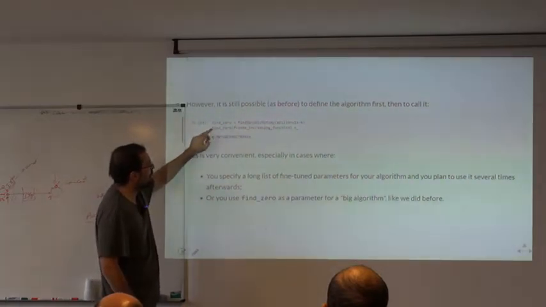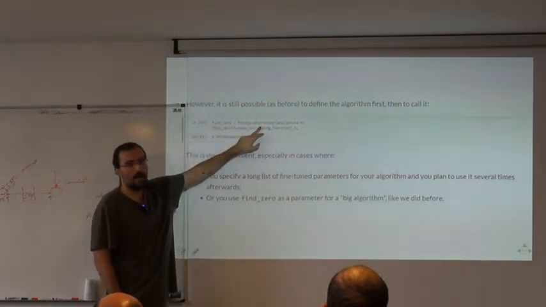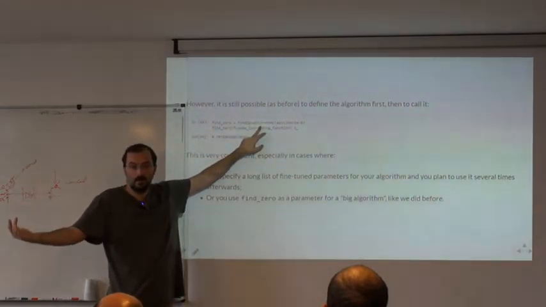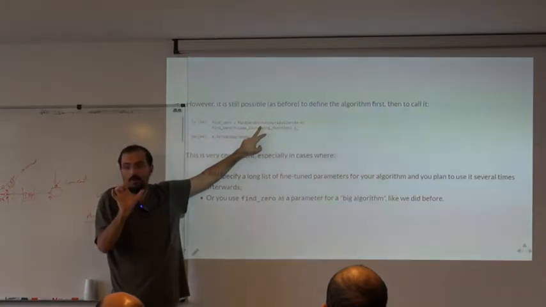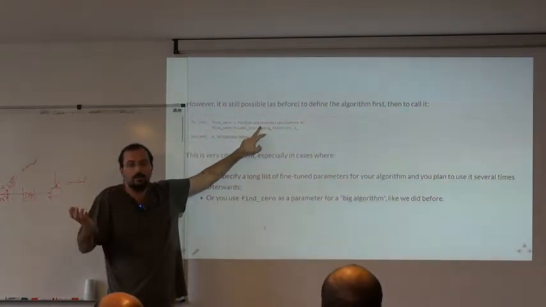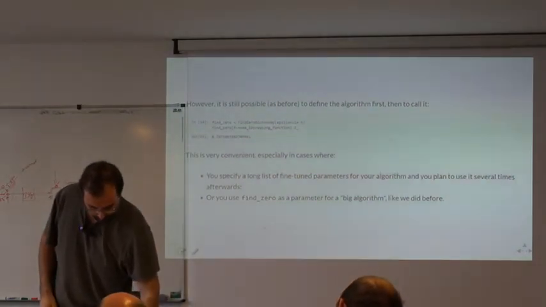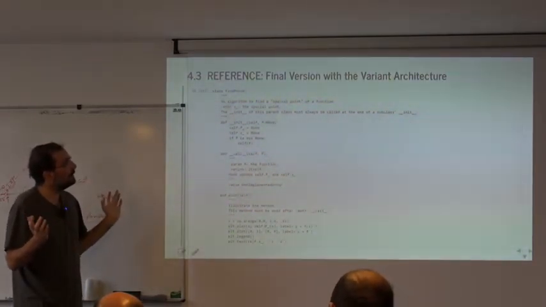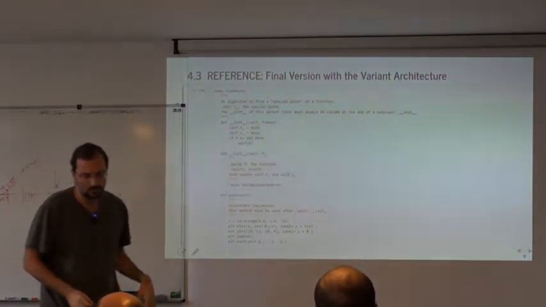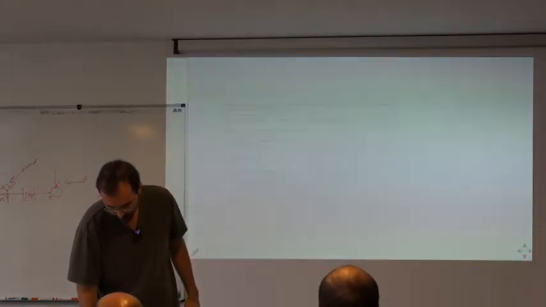And the second reason is also when you want to use this as a parameter for your big algorithm. Of course, in that case, you just want to define your algorithm with its parameters and not call it right now with a particular function. Like before, this is just as a reference so that you can have it later if you want.